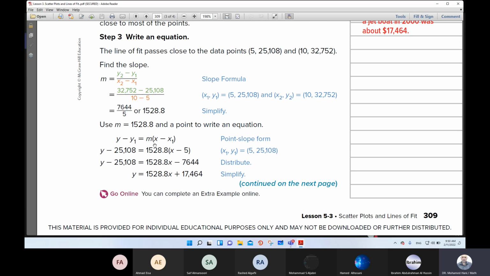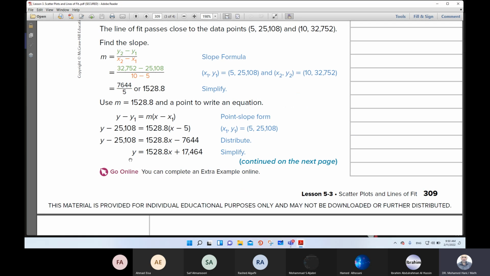Then you can use this form. Then substitute, choose any point from the table, substitute the values inside this equation. So for example, the value of y1, here the value of the slope, the value of x1, then simplify this equation, you will get this equation in the standard form.